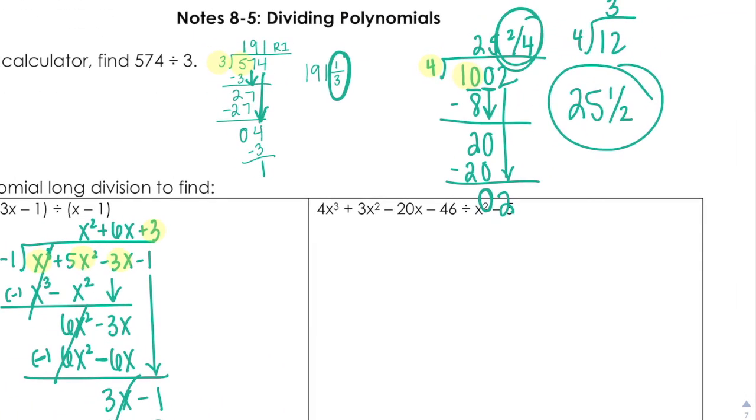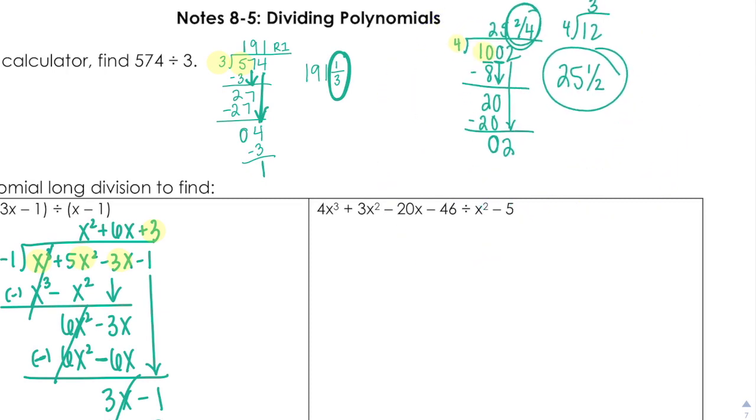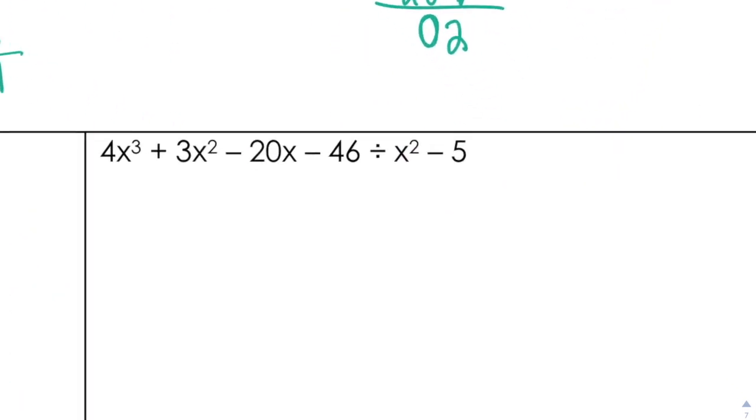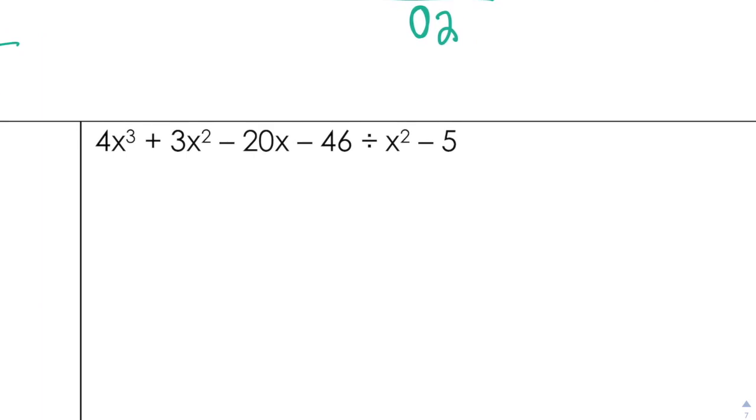Okay, taking a look at the next one, I have 4x cubed plus 3x squared minus 20x minus 46, divided by x squared minus 5. Hopefully you're noticing something in here. I'm going to give you a chance to think about it. In this problem, you need a placeholder.